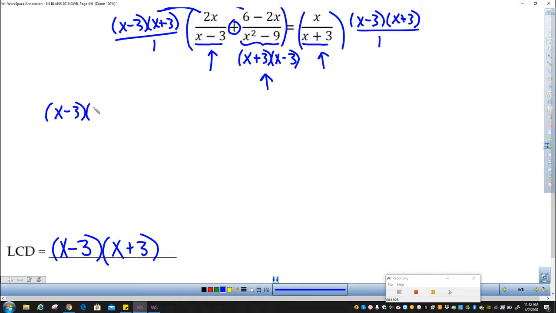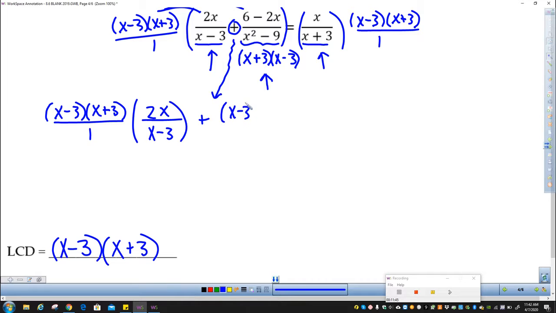So for the very first part, I've got x minus 3 times x plus 3, and that's going to multiply by 2x over x minus 3. So that was just the first fraction. I'm going to bring this plus sign down, and then do it again. So start with the LCD. I always like to list the LCD in front. Multiply that by the second fraction, 6 minus 2x.